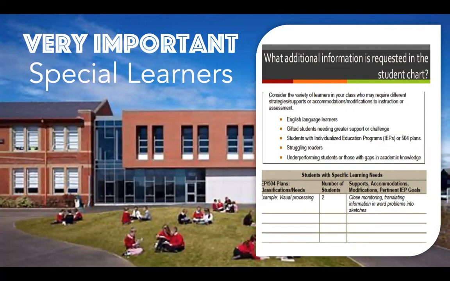Special learners include ELL students, your gifted students, students who have been identified and receive individualized education programs or an IEP or 504, struggling readers, and those students who may be underperforming because of academic learning gaps. These are the students that you will place on your chart and within your context for learning. And remember that you want to be as specific as possible when you're writing your context for learning.